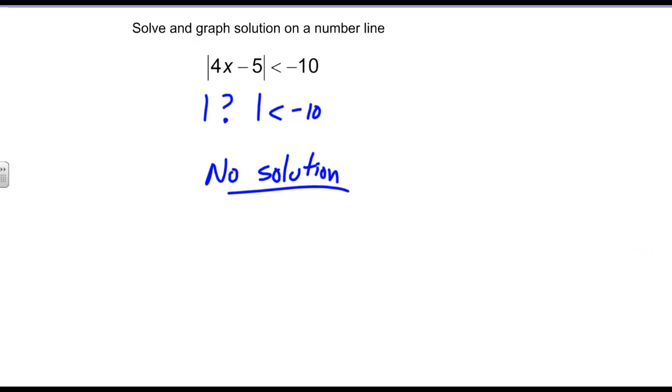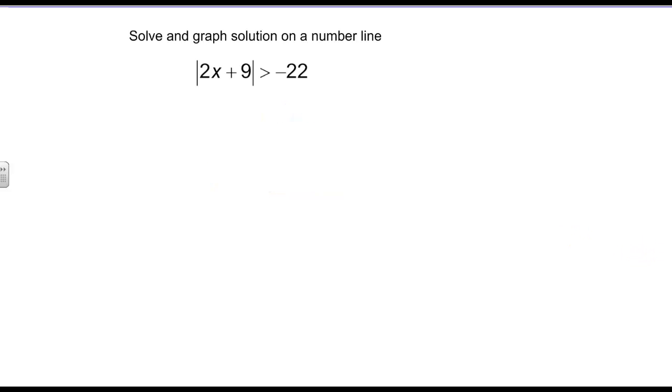Likewise, if I look at a problem like this, where there is an absolute value of something greater than a negative number? Well, in this case, an absolute value is always going to be positive, and a positive is always going to be greater than a negative. So this is an all real numbers solution. So those are two special case problems.